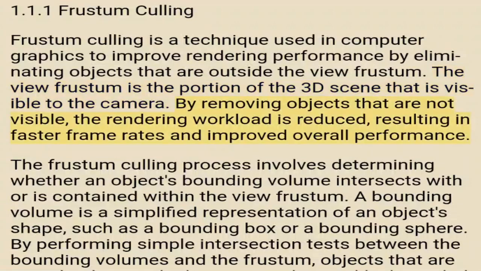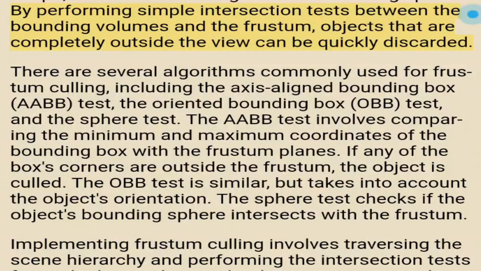By removing objects that are not visible, the rendering workload is reduced, resulting in faster frame rates and improved overall performance. The frustum culling process involves determining whether an object's bounding volume intersects with or is contained within the view frustum. A bounding volume is a simplified representation of an object's shape, such as a bounding box or a bounding sphere. By performing simple intersection tests between the bounding volumes and the frustum, objects that are completely outside the view can be quickly discarded. There are several algorithms commonly used for frustum culling, including the axis-aligned bounding box (AABB) test, the oriented bounding box (OBB) test, and the sphere test.